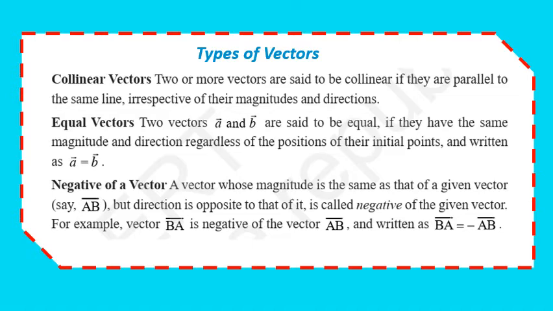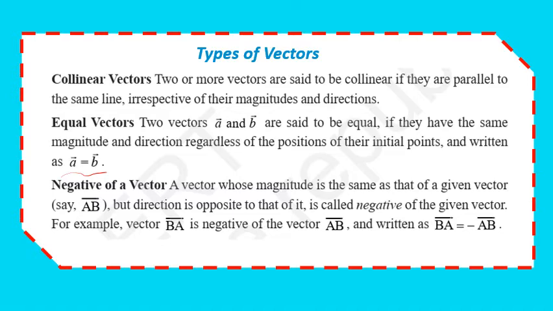Moving to equal vectors. Two vectors A and B are said to be equal if they have the same magnitude and the same direction. And we write equal vectors as vector A equals vector B. Then we have the negative of a vector. A vector whose magnitude is the same as that of a given vector, but whose direction is opposite, is called the negative of the given vector.